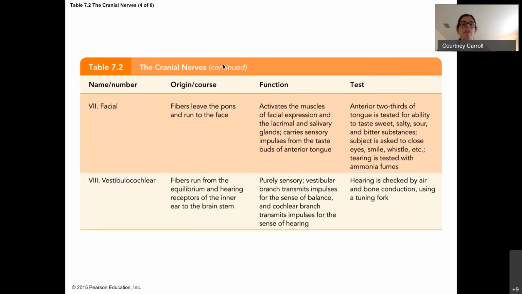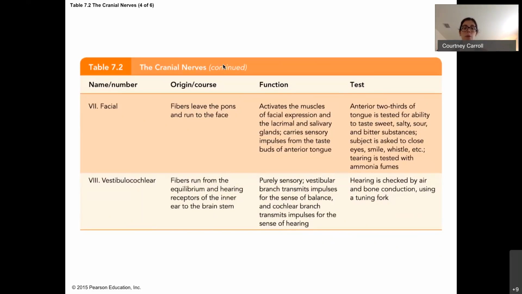Okay. Cranial nerve 7 is our facial nerve. Leaves pons, goes to our face, helps you make all sorts of facial expressions. If you're moving your face around, you're using cranial nerve 7 to do that. This also is responsible for your salivary gland, so building the saliva in your mouth, and it carries the sensory impulses from the anterior part of your tongue, which has taste buds, and we'll talk about taste in chapter 8 as well.